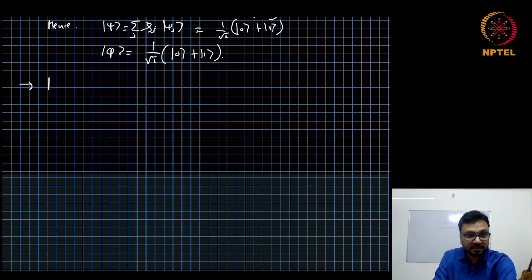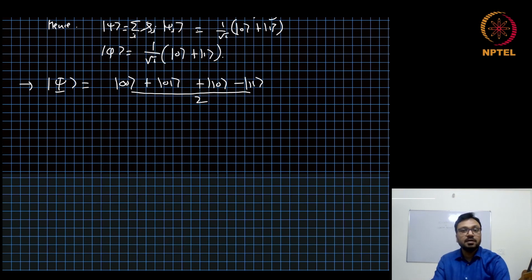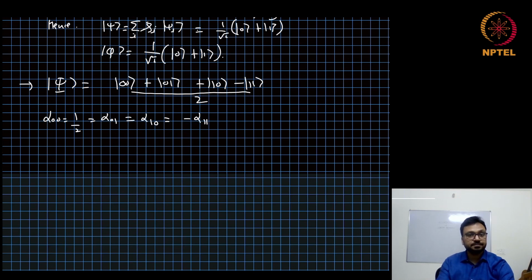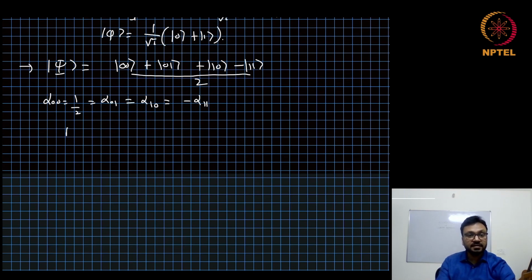Now let us take another example just to finish things off. Let us say again we have (0 0 plus 0 1 plus 1 0 minus 1 1) over 2. This looks very similar to the state considered in the previous example, but in this case, alpha 0 0 is 1 over 2, which is equal to alpha 0 1, which is equal to alpha 1 0, which is equal to minus alpha 1 1. So the matrix A becomes 1 over 2 times (1, 1, 1, minus 1).